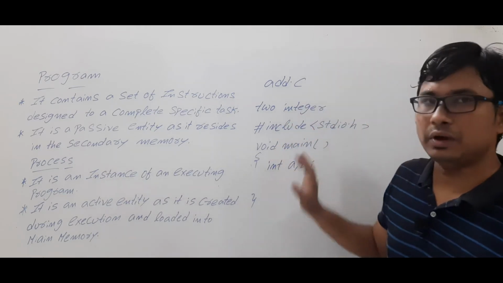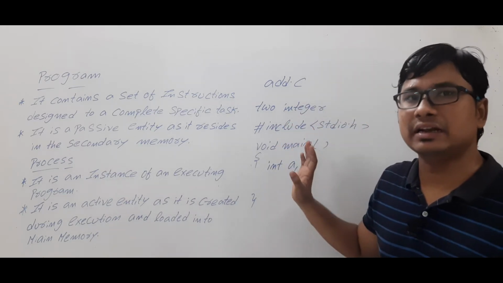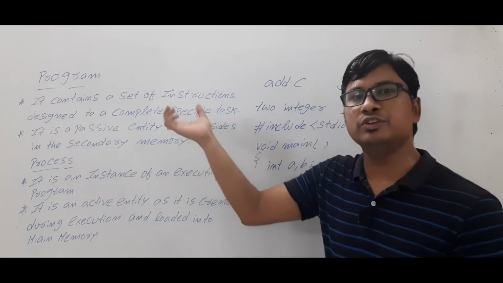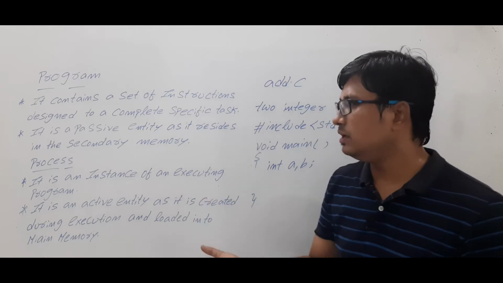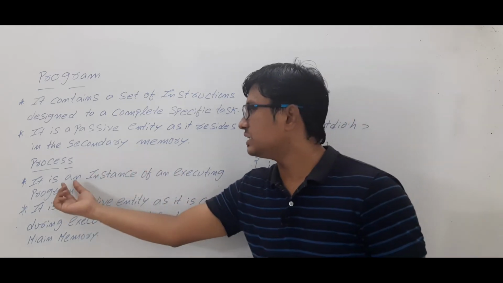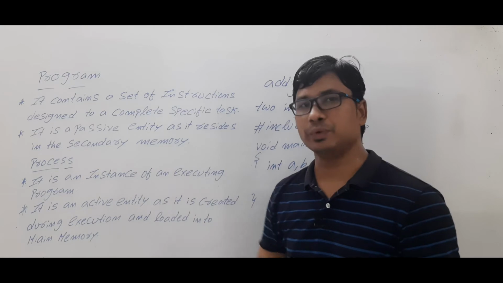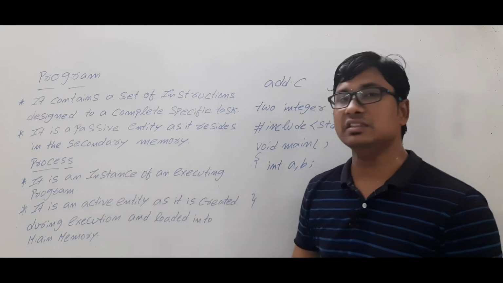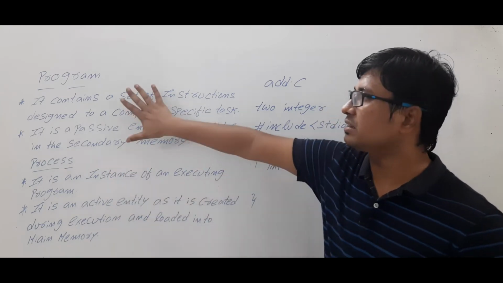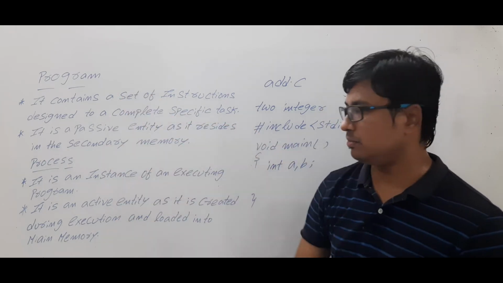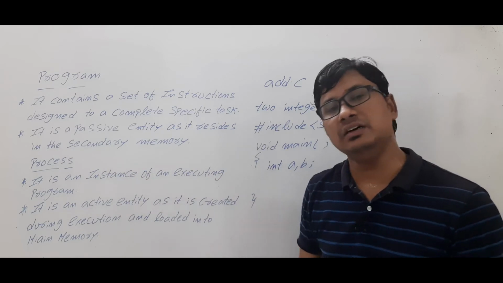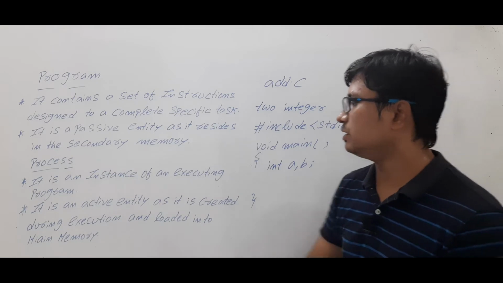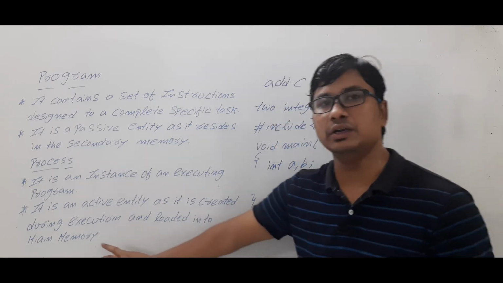Now let's say you have compiled this program and run this program. Whenever you are running this program, the program should reside in the main memory. So we will call that a process. It is an instance of an executing program. And a process is an active entity because it resides in the main memory. Remember one thing, a program will be residing in the secondary memory and a process will be residing in the main memory. So it is an active entity as it is created during execution and loaded into the main memory.